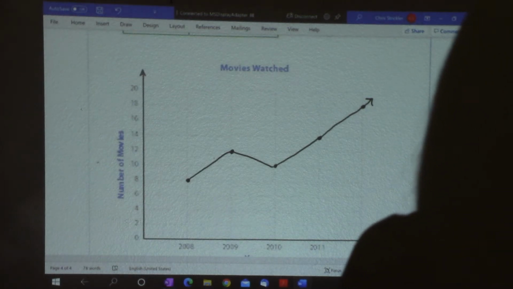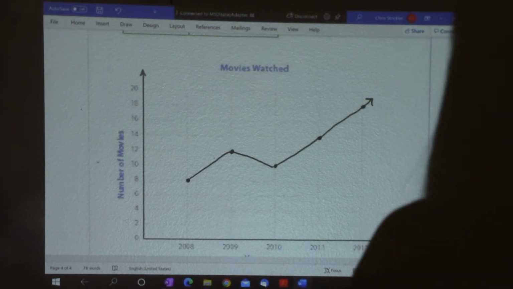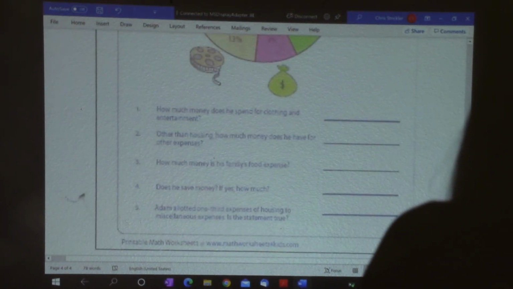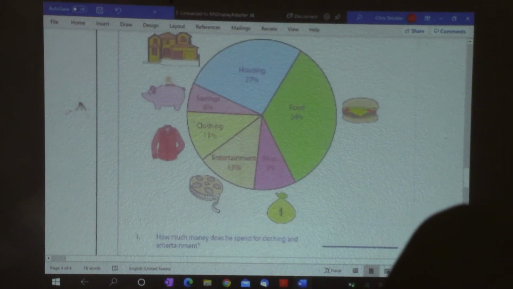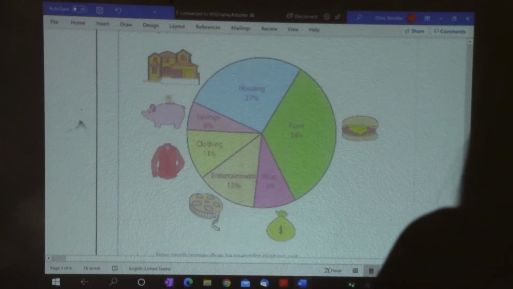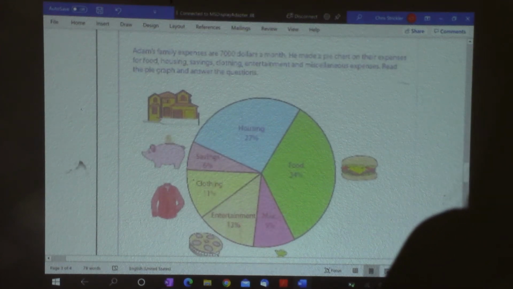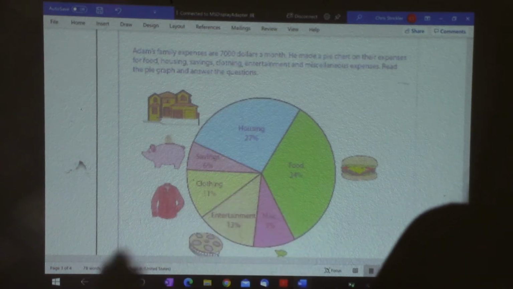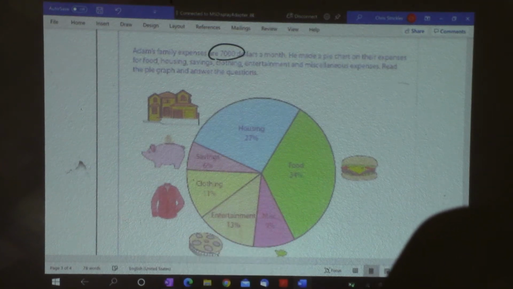Okay, so let's go down now to the pie graph. Now on your test, you might have to draw a bar graph or a line graph. You only would have to interpret a pie graph. We're not making them in this class this year. So we just have to know how to answer the question. So here Adam's family has $7,000 a month in expenses, and he made a pie chart on his expenses for food, housing, saving, clothing, entertainment, and miscellaneous. Read the pie graph and answer the questions.